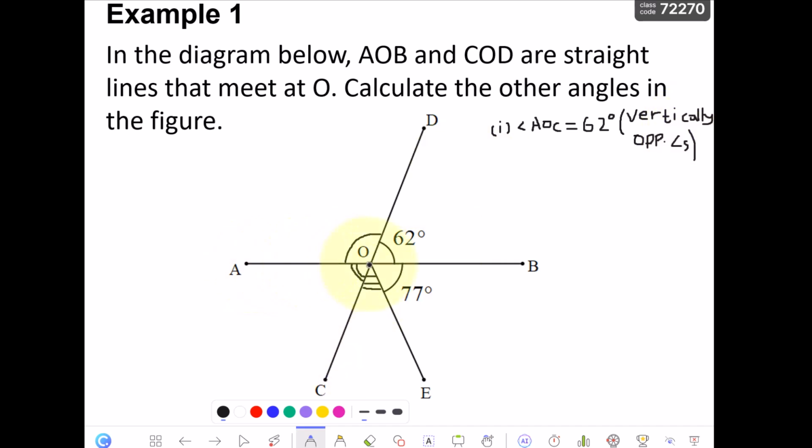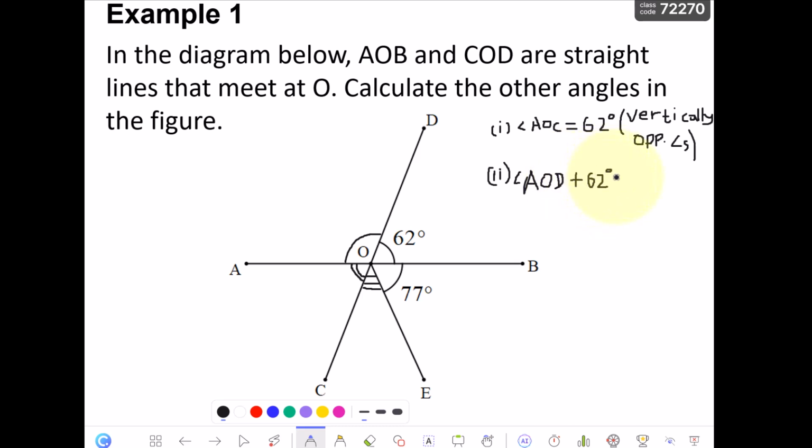Now let's find another one we can get easily. Now that I know my AOC, I can get this side. I can get AOD, because AOD and 62 are lying on a straight line, the straight line AOB. So I'll just say angle AOD, if I add it to 62, angle AOD plus 62.